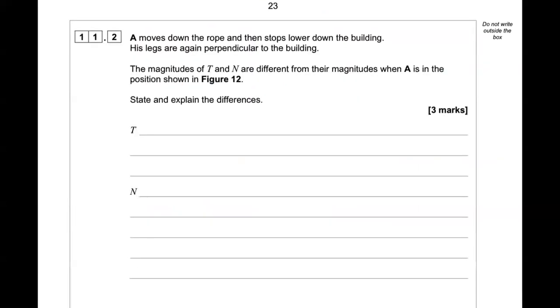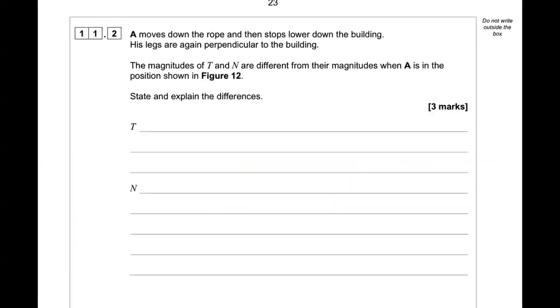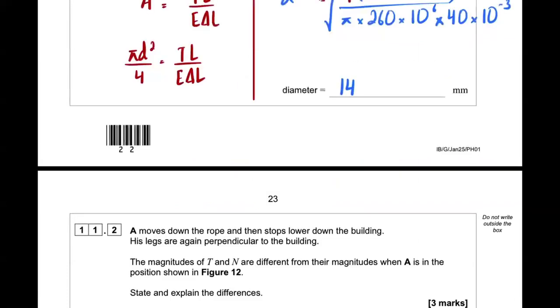A moves down the rope and then stops lower down the building. His legs are again perpendicular to the building. Magnitudes of T and N are different from their magnitudes when A is in the position shown. State and explain the differences. All right, so he stops lower down the building and his legs are again perpendicular.